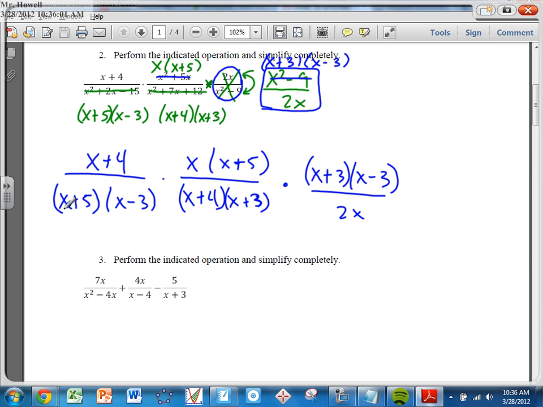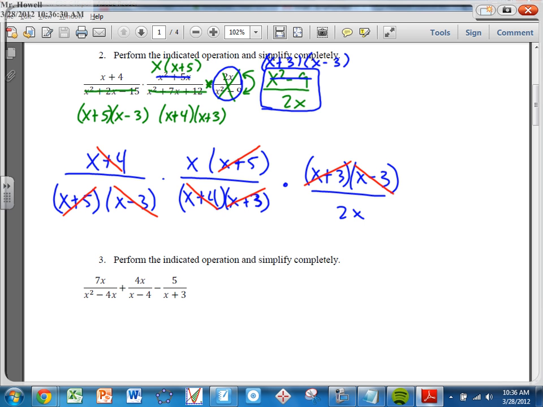X plus 3? Here and where? Good. Marcus, what's your question? So you can cancel like everything because it's not an equal sign. Very good. Again, it's not an equation, guys. It's an expression. We're simplifying, so we can cancel. What else we got? Minus 3s, what else? The plus 5s cancel, what else? The plus 4s cancel, what else?